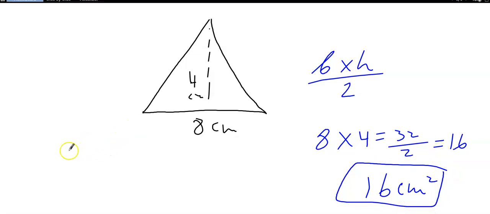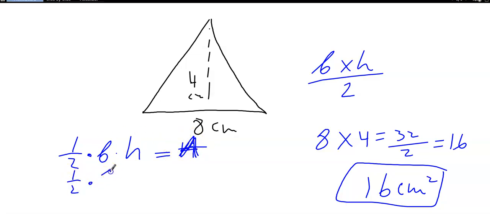The other way of looking at the formula would be 1/2 times base times height gives you the overall area. So 1/2 times 8 times 4. Let's see if it works this way as well. Half of 8 is 4. We multiply it by the other 4, and we get the answer of 16 centimeters squared. So we can do it this way, 1/2 times base times height. Half is because, again, the area of any triangle is half the size of a parallelogram.